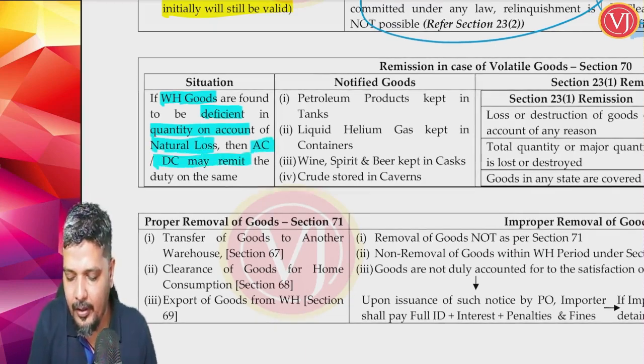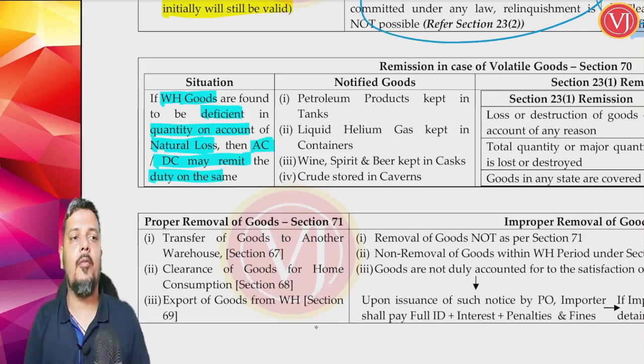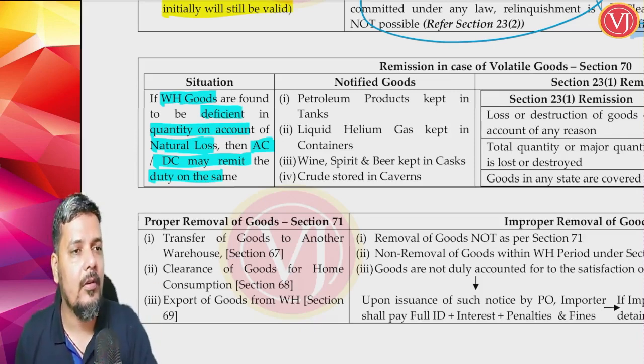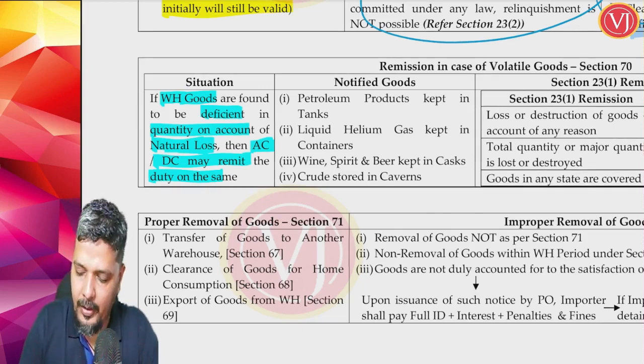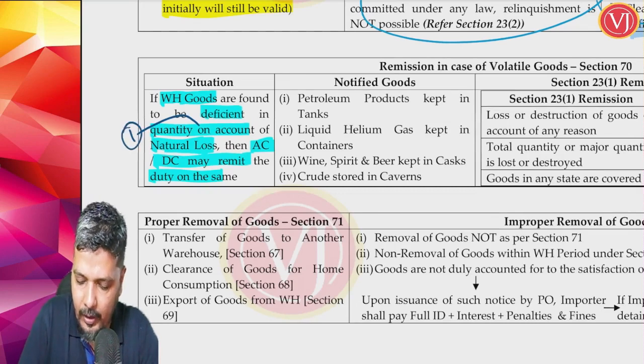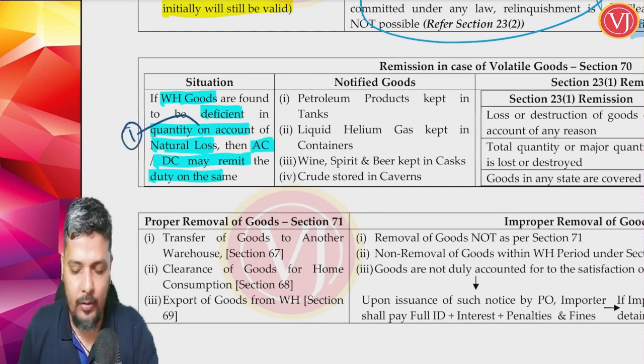ACDC may remit the duty on the same. How many liters you brought inside warehouse? 1000 liters. How much you are taking away? 990 liters. Technically, you should pay import duty on the entire 1000 liters. But ACDC may remit the duty on 10 liters. But wait. First, it should be deficiency in quantity only and only because of natural loss.